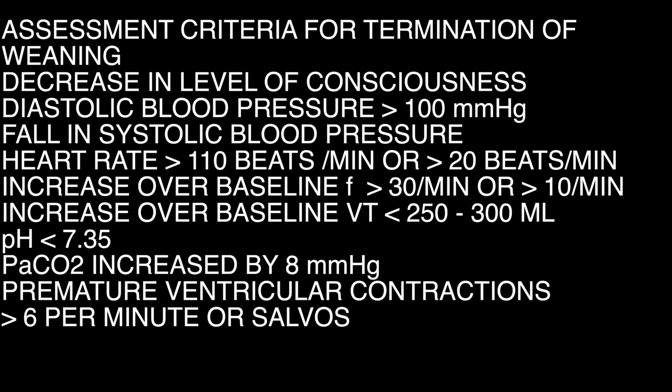Assessment criteria for termination of weaning: decrease in level of consciousness, diastolic blood pressure greater than 100 mm of mercury, fall in systolic blood pressure, heart rate greater than 110 beats per minute or greater than 20 beats per minute increase over baseline, F greater than 30 per minute or greater than 10 per minute increase over baseline, VT less than 250 to 300 milliliters, pH less than 7.35, PaCO2 increased by 8 mm of mercury, premature ventricular contractions greater than 6 per minute or salvos, changes in ST segment, usually elevation, ventricular conduction changes.